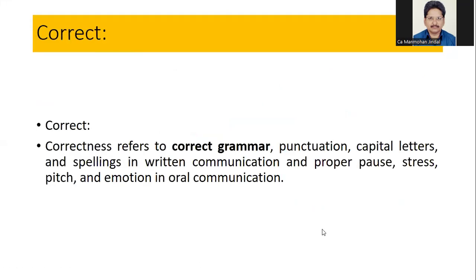Correct. For the better impression, your message should be correct in terms of grammar, punctuation, capital letters, spellings in the written communication or in the verbal communication. It is about the proper pause, stress, pitch, and emotion, etc. So that the other person has a good grasp of your communication.